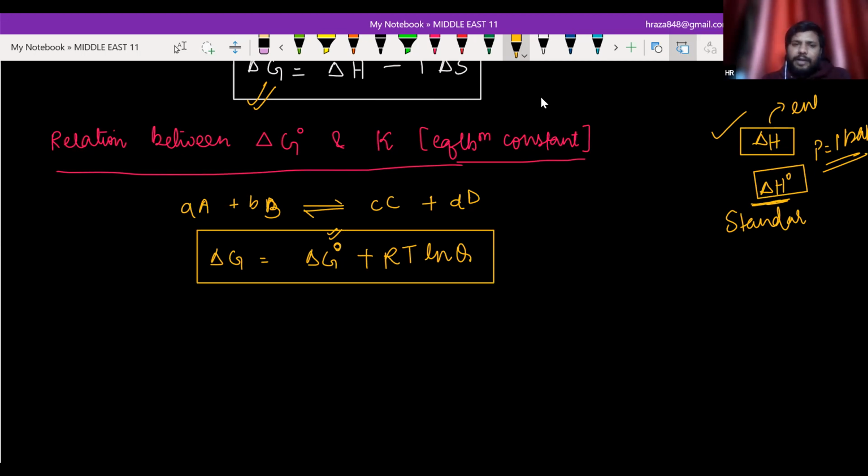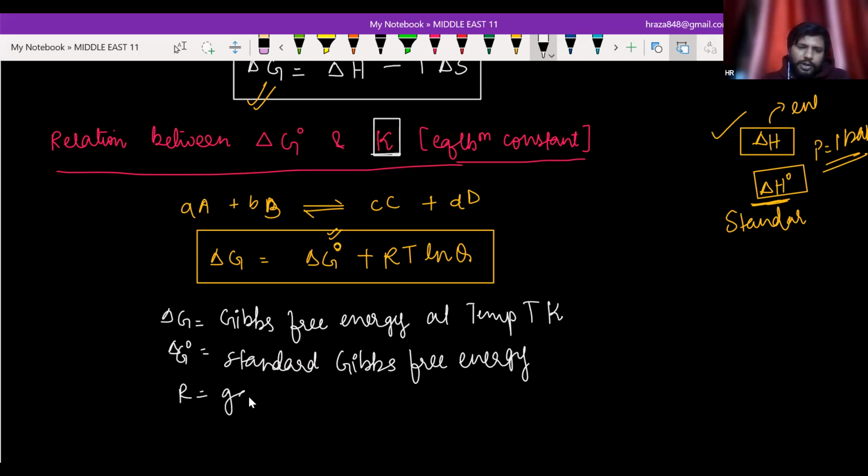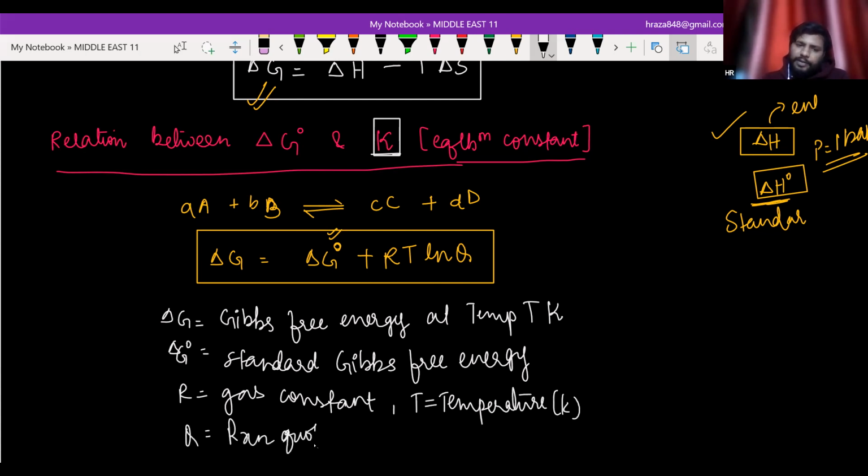So we have a relation directly: delta G is equal to delta G naught plus RT ln Q. And whenever we talk about K, that means it is at equilibrium condition. I'm going to write delta G. Delta G is basically, write with me, Gibbs free energy at temperature T Kelvin. Delta G naught is the standard Gibbs free energy. R is the gas constant. T is temperature, in Kelvin. And Q is the reaction quotient, which we will study in the next chapter in detail.